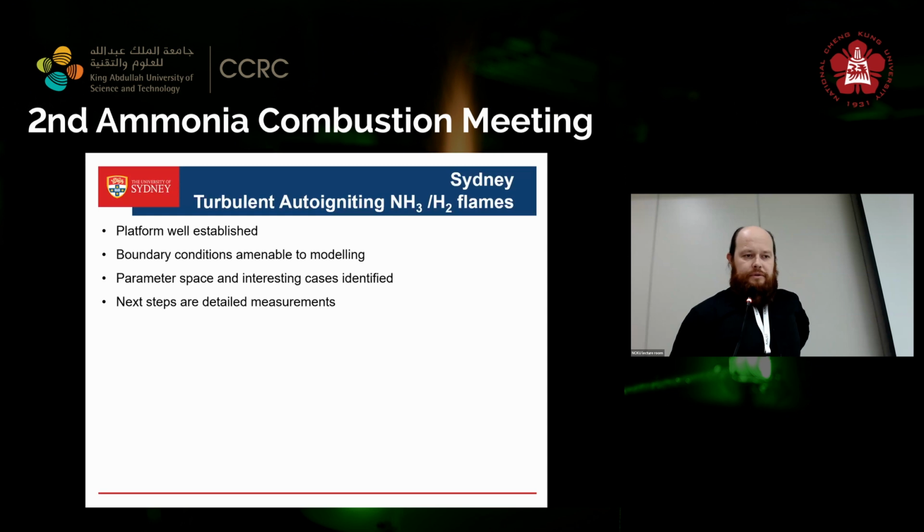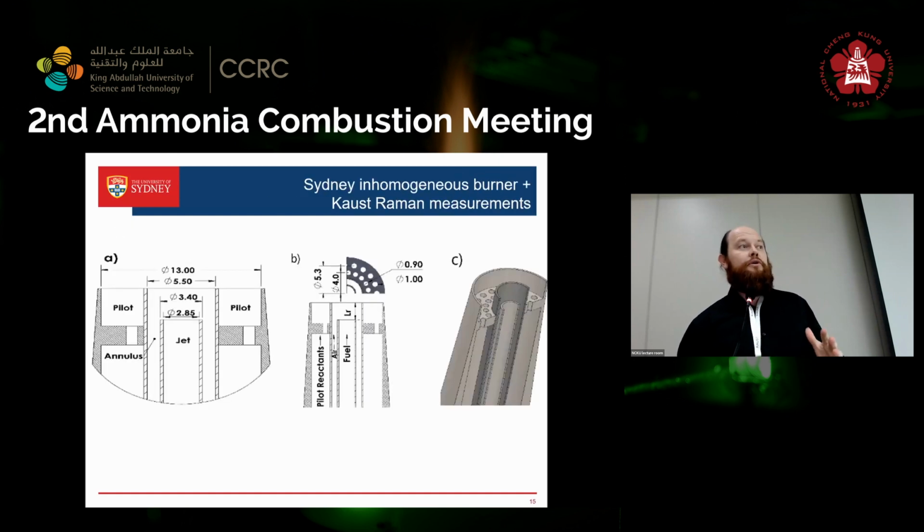Okay, so the summary there is that we've got some platforms with well-established boundary conditions that are amenable and encouraging, and that some of these experiments in the different universities have developed their parameter space, and certainly there are some encouraging next steps coming along. So what I'm going to do now is move gears to where we've got a little bit more progress.